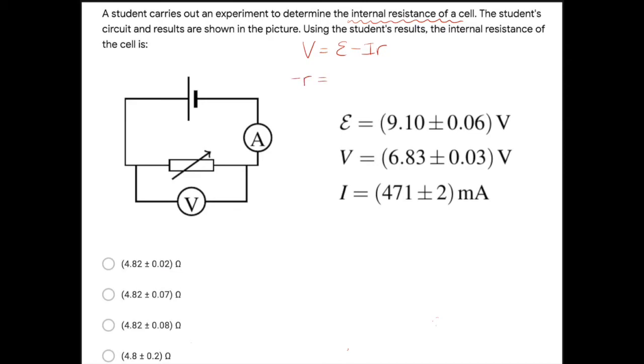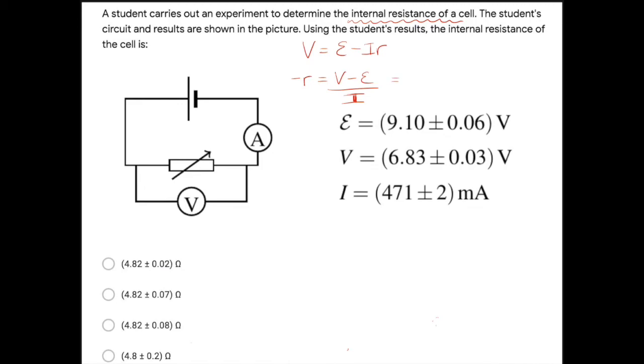Okay, and then if we rearrange that to make r the subject, what we end up with is minus r is equal to V minus E over I. Okay, now if you're not confident in how that rearrangement came about, pause it for a moment and just have a go at doing each step by yourself. But that's how we're going to use this value here.